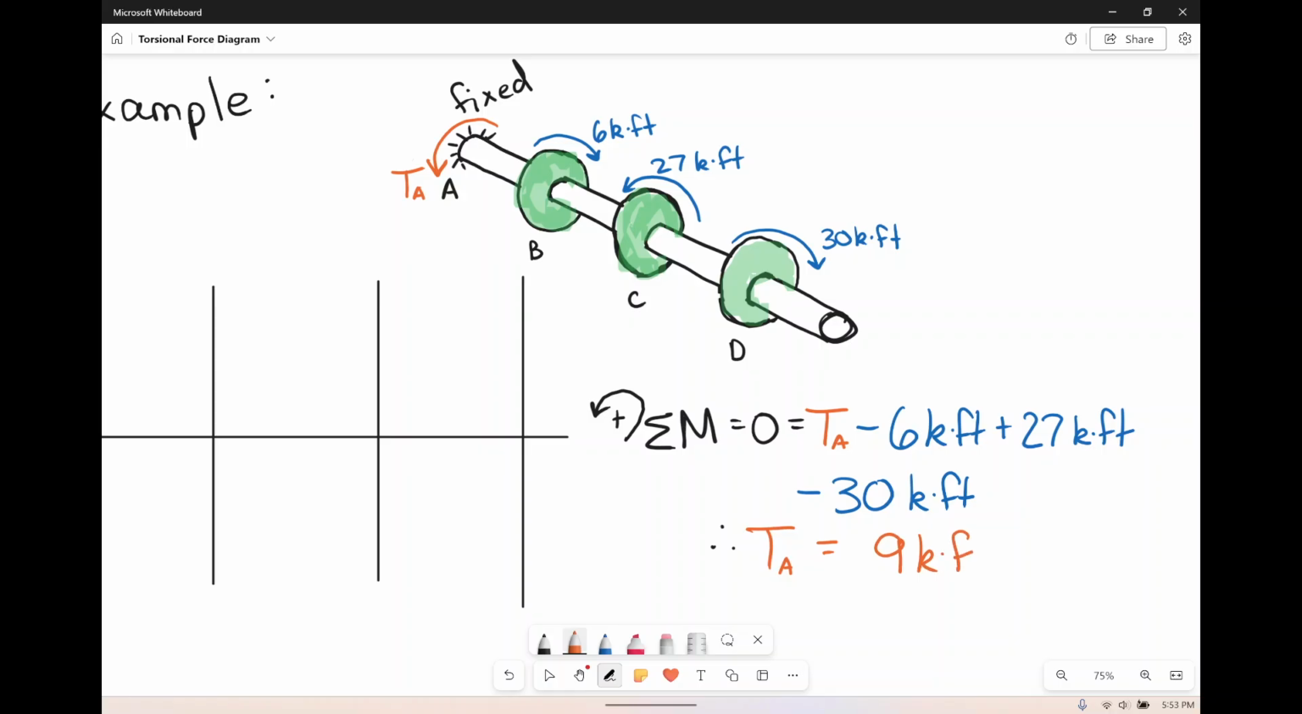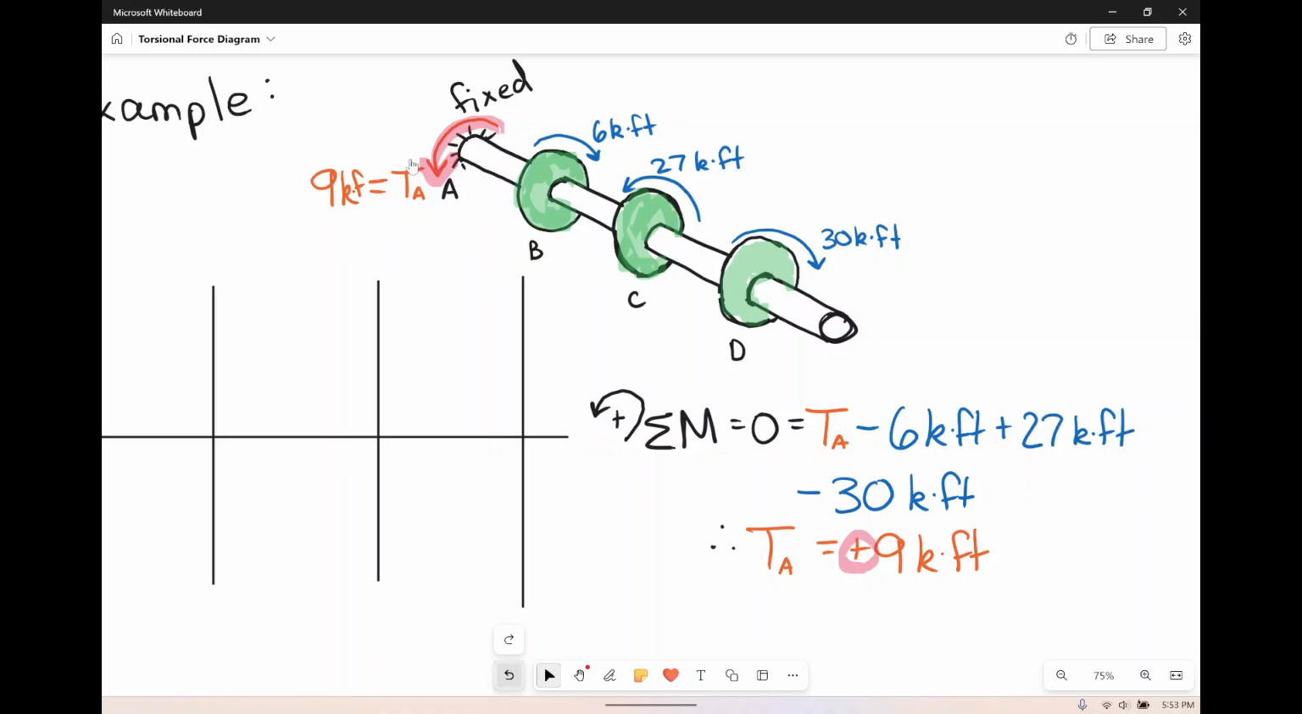9 kip feet. Now it is a positive number, this 9 kip feet. So the question is, what does that mean? That does mean that the direction that we assumed, or that we drew it in, right? That positive just means that the direction you drew it in is the correct direction. So this was in fact going in that direction. That's all it means. We're just going to come over here and write in a new 9 kip feet.